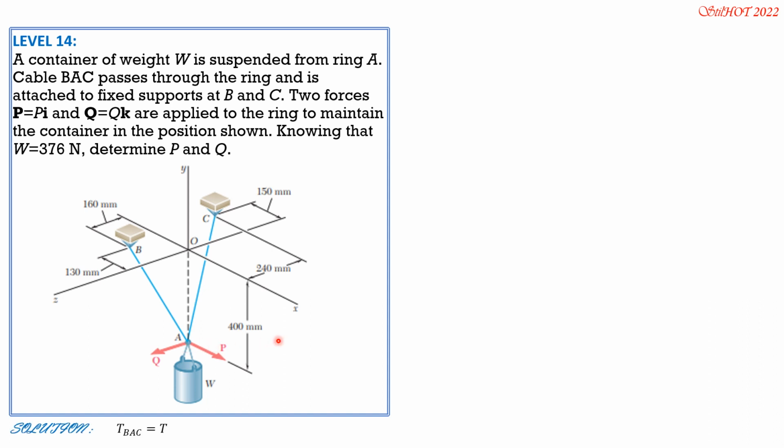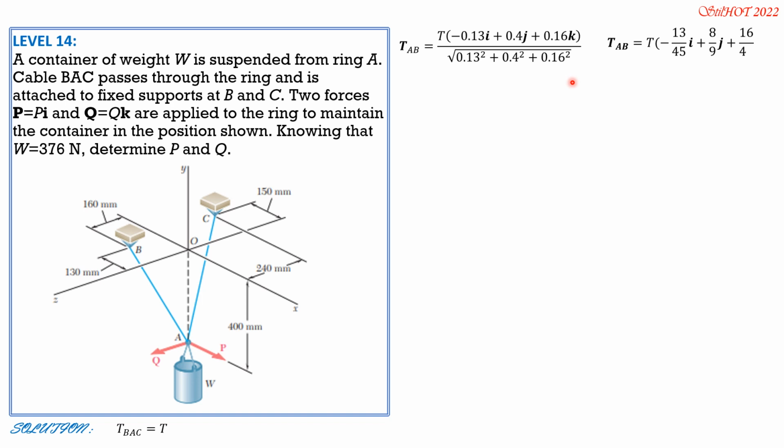The magnitude is T. So that tension AB in vector form is T, then negative 0.13i, magnitude of tension AB, which is T, quantity negative 0.13i, positive 0.4j, then positive, it's forward 0.16k, over square root of 0.13 square plus 0.4 square plus 0.16 square. Simplifying, tension AB is T, negative 13 over 45 i plus 8 over 9 j plus 16 over 45 k.